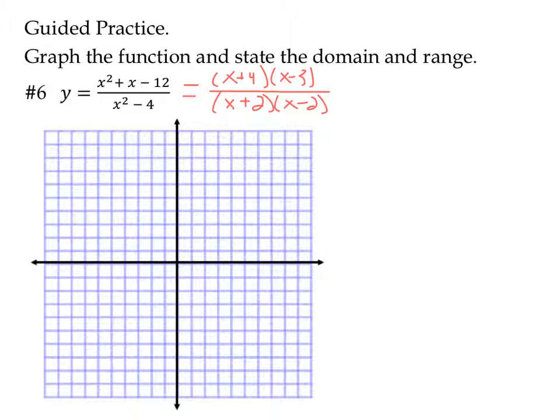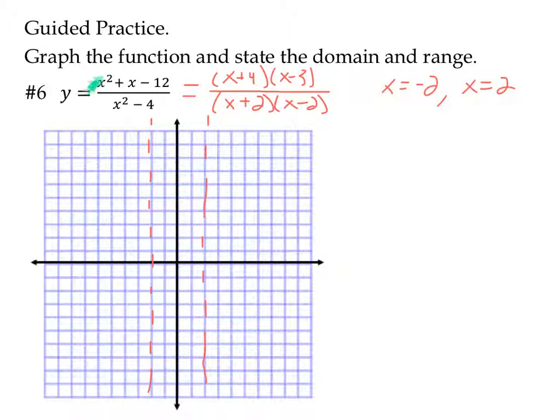So let's talk about the vertical asymptotes. Vertical asymptotes are going to be at x equals negative 2 and x equals 2. Set those two factors in the denominator equal to 0. So let's draw those in here. So we're going to have at x equals negative 2 and x equals 2 vertical asymptotes.